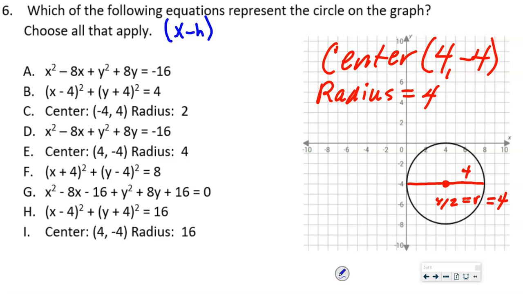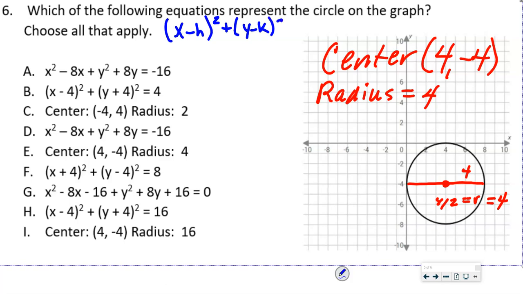So now we can write the equation of this circle, remembering that our formula is x minus h, that's the x value of our center, squared, plus y minus k squared equals r squared. And this is on your formula sheet. You just have to remember that h and k are the center of the circle, okay? So this is our h and that's our k, okay? So now let's plug that in.